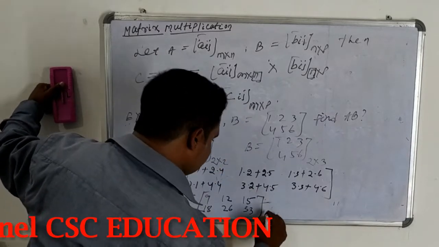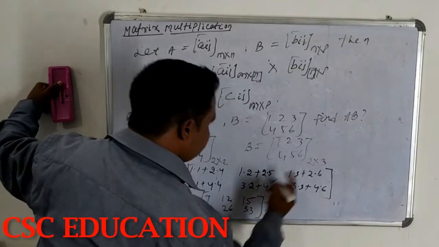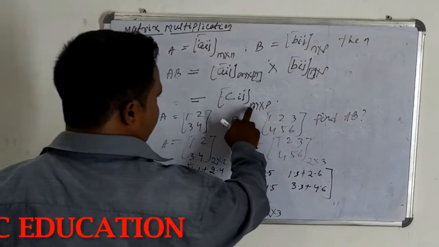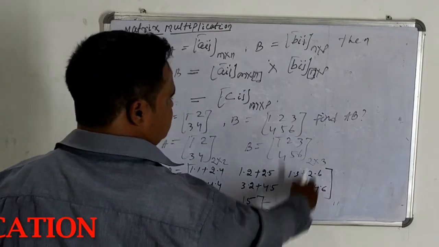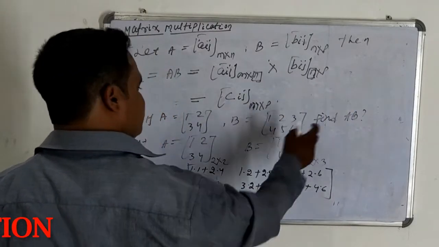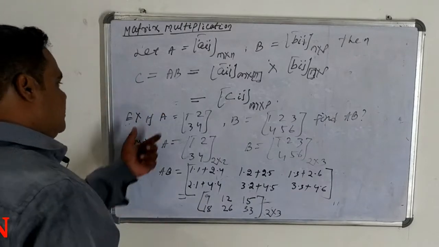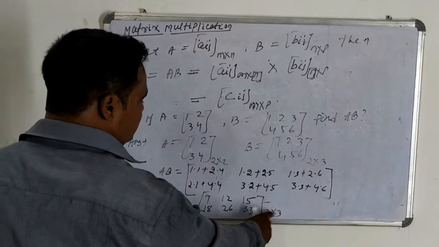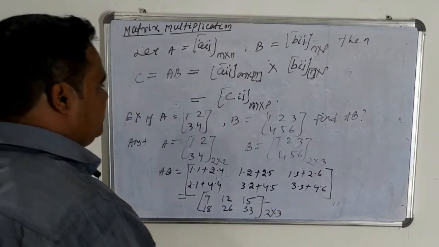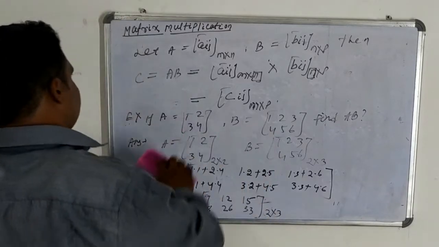Here the order is 2 rows, 3 columns. The first matrix's order is 2 by 2 and the second matrix has 3 columns, so that here 2 rows 3 columns. It is the matrix multiplication form.